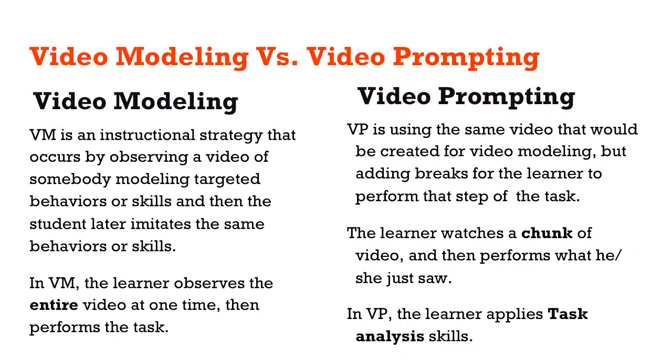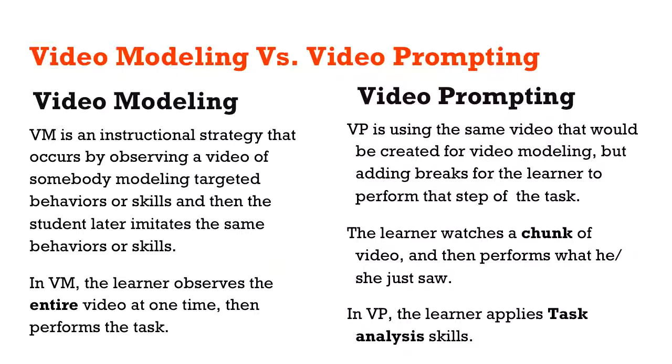Continuing on the types of technology that are used with students with disabilities, video modeling was a strategy that was approved as evidence-based practice for students with disabilities. Video modeling is a form of observational learning in which desired skills and behaviors are learned by watching a video demonstration and then imitating the behavior of the model. In video modeling, the learner observes the entire video at one time, then performs the task.